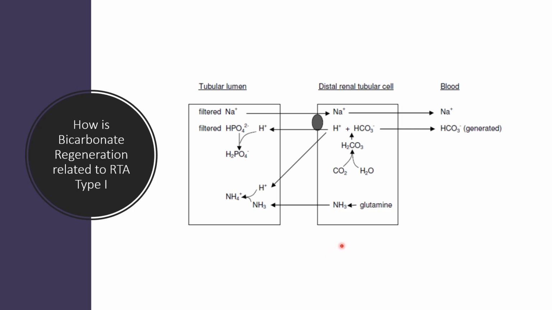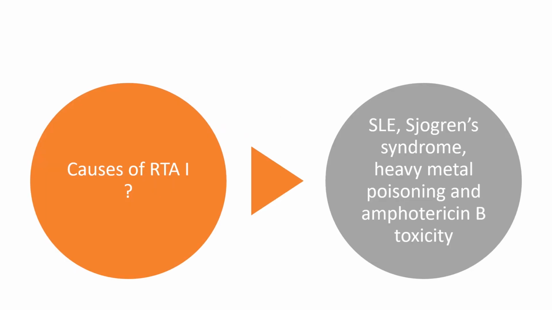However, in type 1 renal tubular acidosis, there is a defect in the distal renal tubular cell where bicarbonate regeneration occurs. So the relationship between bicarbonate regeneration and type 1 renal tubular acidosis is that in type 1 renal tubular acidosis, where there is a defect in the function of distal renal tubular cells, the cell will be unable to perform bicarbonate regeneration, which will worsen the metabolic acidosis that the patient has. Some of the causes of type 1 renal tubular acidosis are SLE, Sjogren's syndrome, heavy metal poisoning, and amphotericin B toxicity.